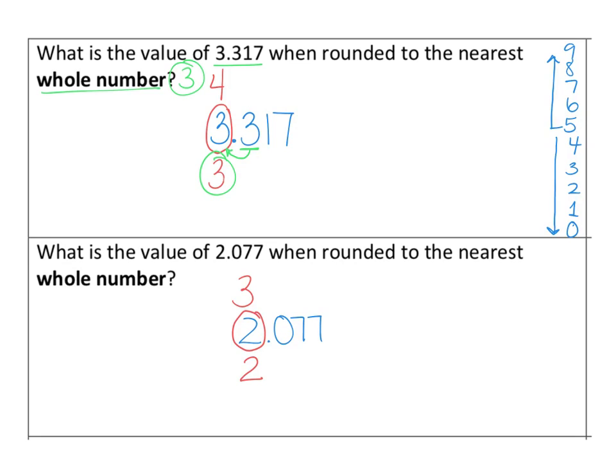So you look at the bossy neighbor now. The bossy neighbor is the 0 to the right. And the 0 is going to tell the 2 what to do. Now over here, we see 2 and 0, 1, 2, 3, and 4 always round down. So the 0 tells the 2, hey, you need to round down. So the 2 is no longer 2 and 77 thousandths. It's now just 2. So when we round to the nearest whole number, 2 and 77 thousandths is 2.